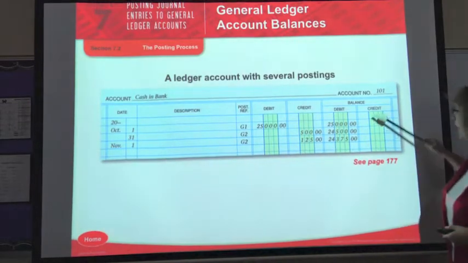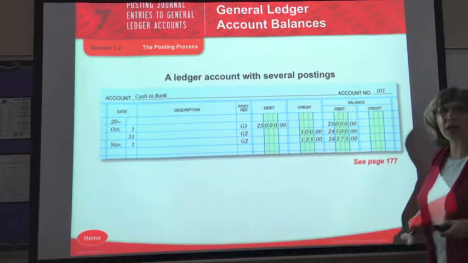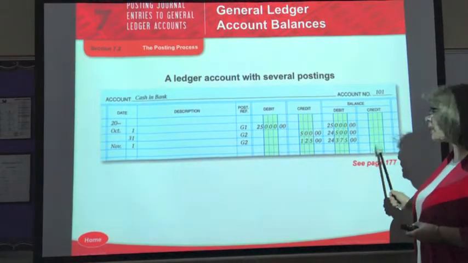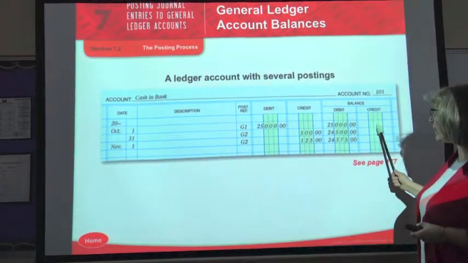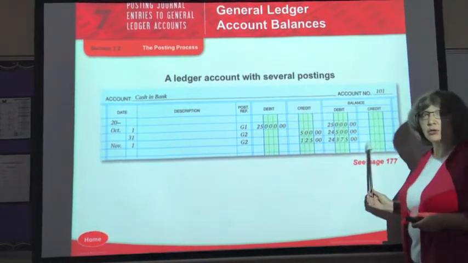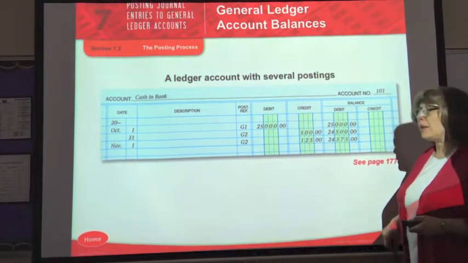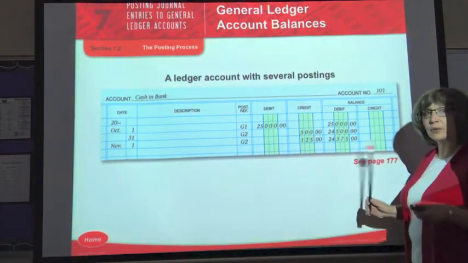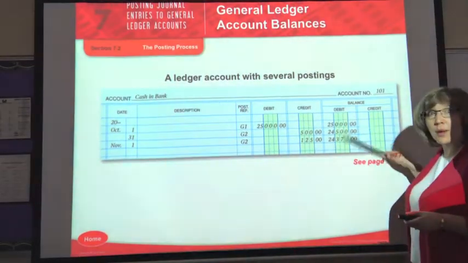And some of you might be asking, are we ever going to use the credit column? Probably not. The credit column is not our normal balance side for cash. If we end up with a balance over here in the credit, it means that we've probably spent more cash than we actually have. There are some accounts where it might go back and forth a little bit, but for the most part, it's going to remain on the normal balance side.